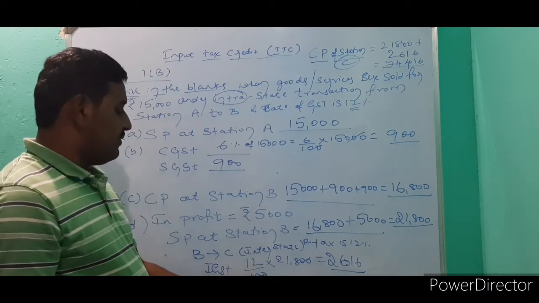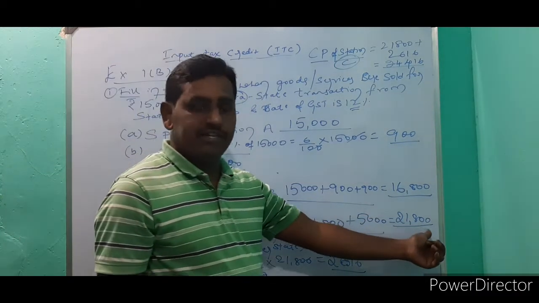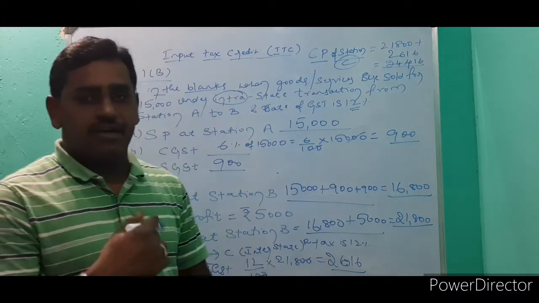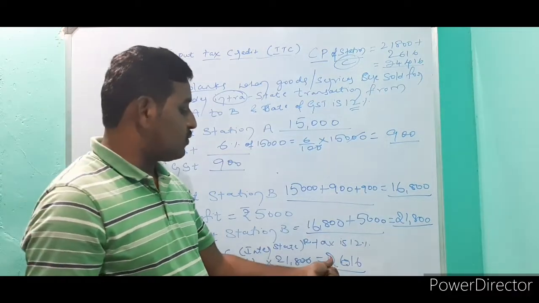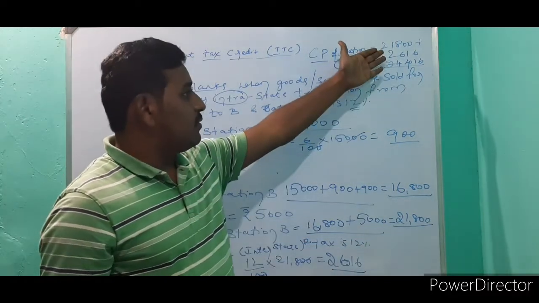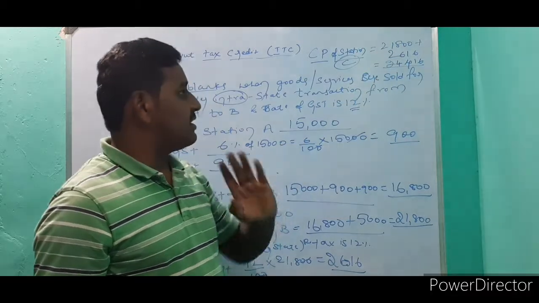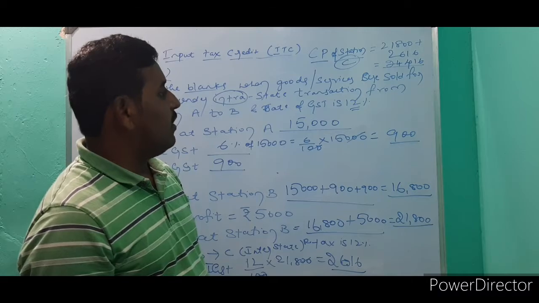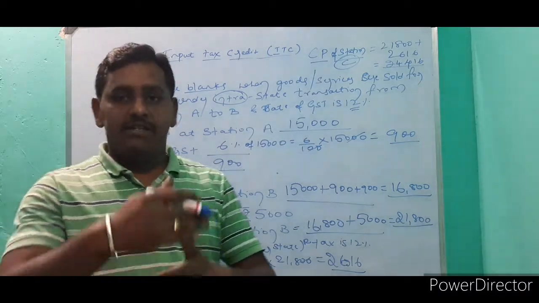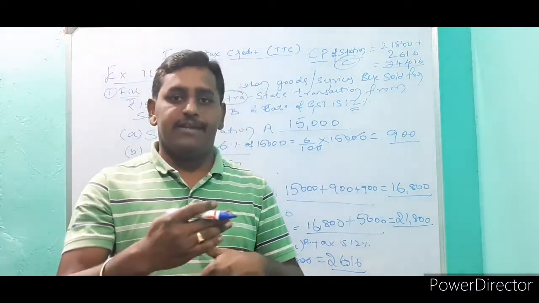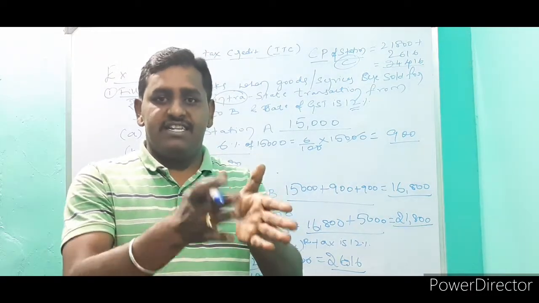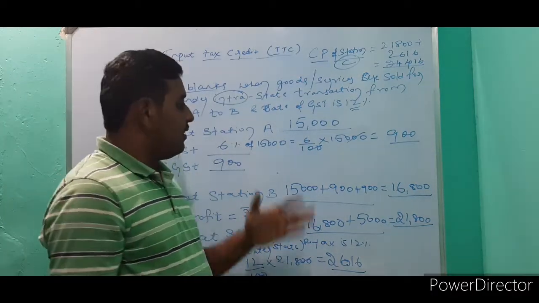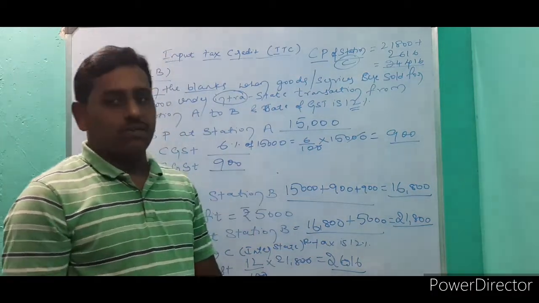12%. So 12 divided by 100 into the selling price of station B, 21,800. If you multiply these two, you will get the GST amount of station B to C, that is 2,616. 21,800 plus 2,616, if you add both, you will get the cost price of station C. That is the end of station C. There are no further transactions. So like this you are going to fill in the blanks of this question.